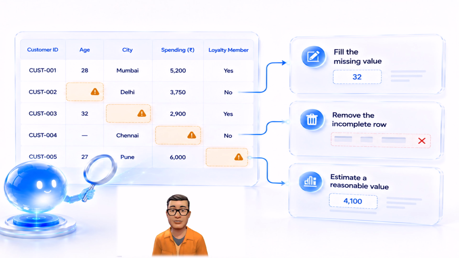One of the most common problems in the data set is missing information. Perhaps a customer's age wasn't recorded or their shopping frequency is unknown. Ignoring missing values can confuse a machine learning model. Depending on the situation, we might fill the missing information, remove incomplete records, or estimate a suitable value. The goal is always the same: provide the AI with data it can learn from confidently.